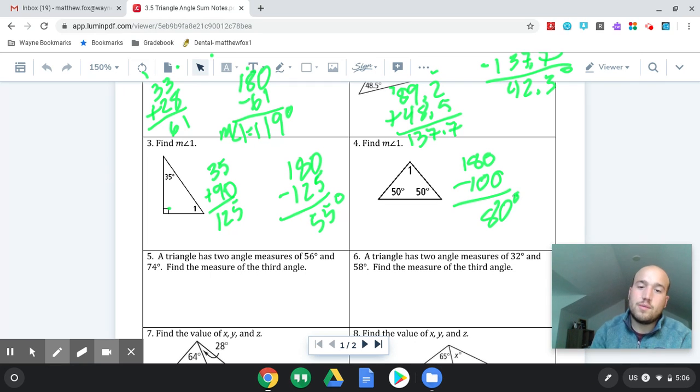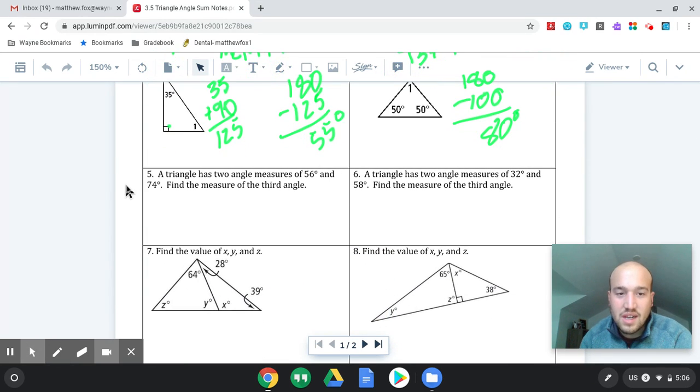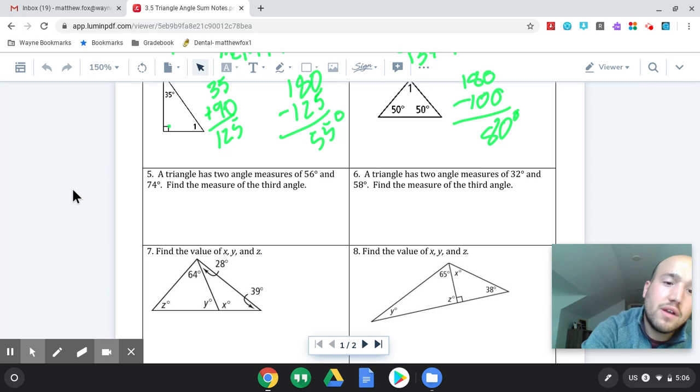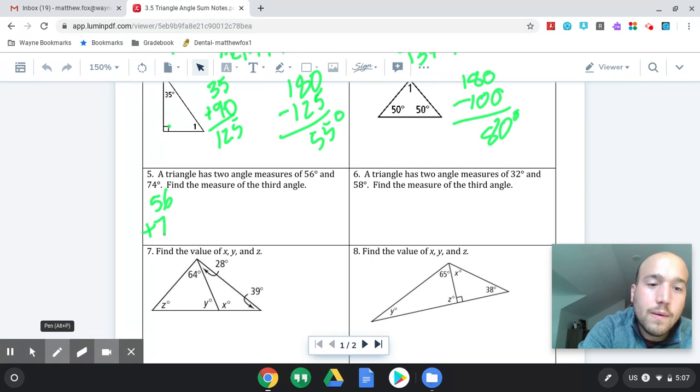Okay, so hopefully it's a pretty simple concept. Now, on 5 and 6, nothing has changed, except now it's in words. There's no picture for us, but it explicitly tells us right here, a triangle has 2 angle measures of 56 and 74. Find the measure of the third angle. So we don't see a picture, but if we know one's 56 and one's 74, just do the same thing you've been doing. So 56 plus 74.